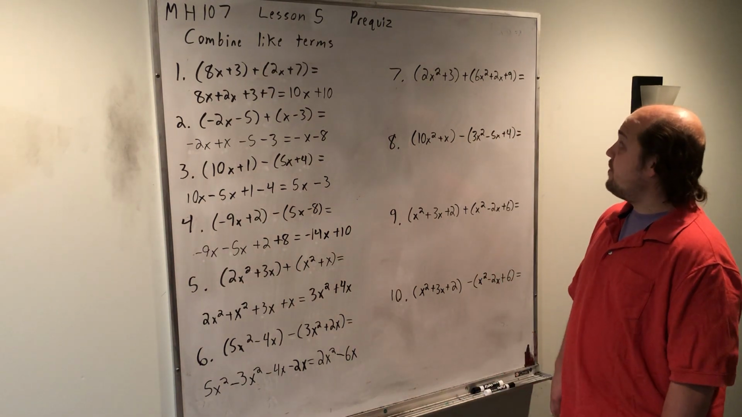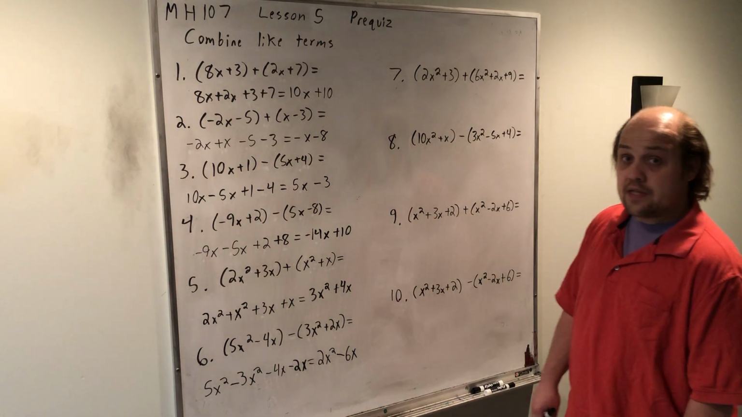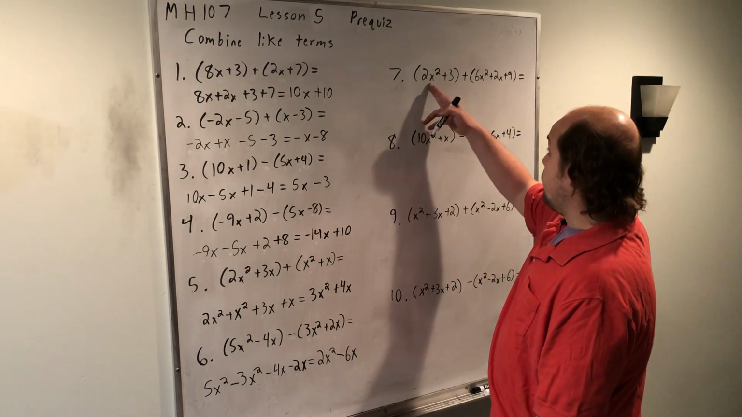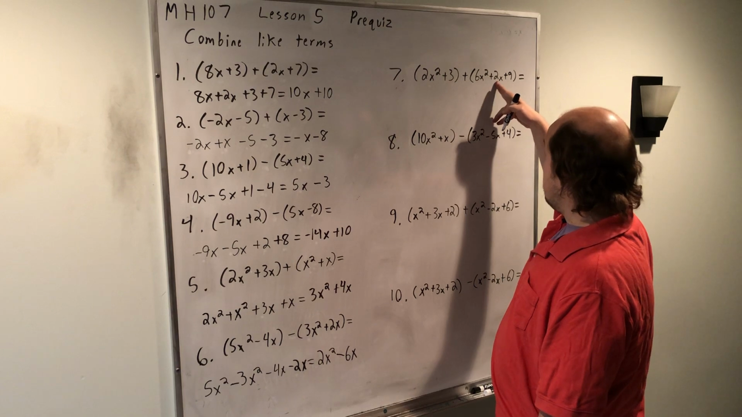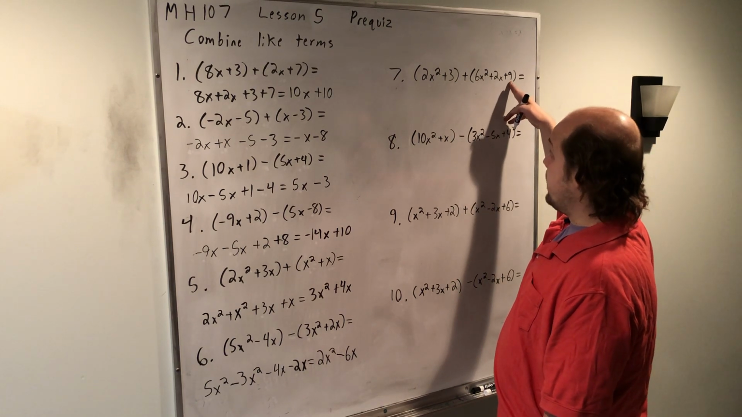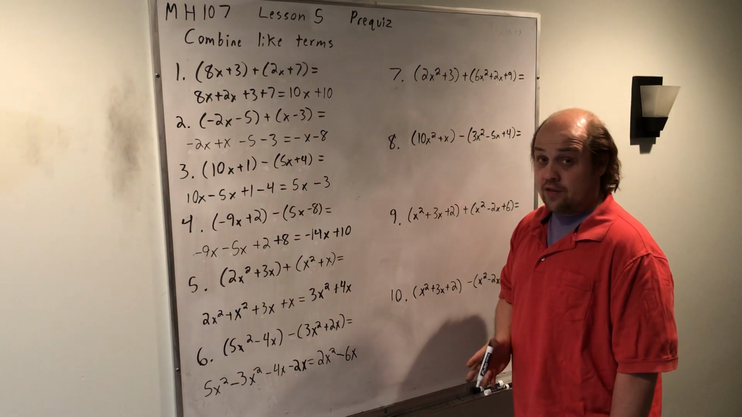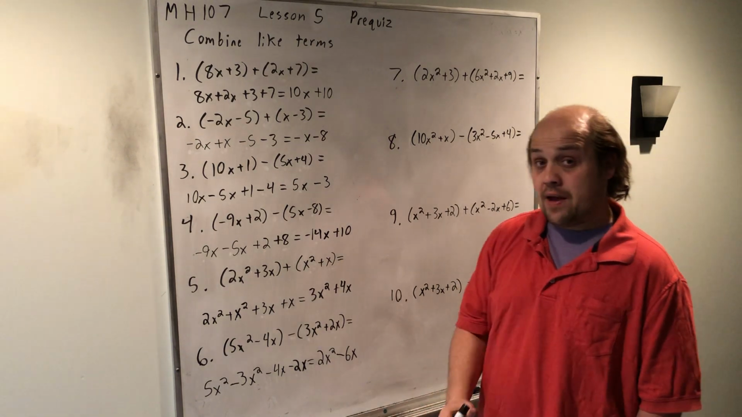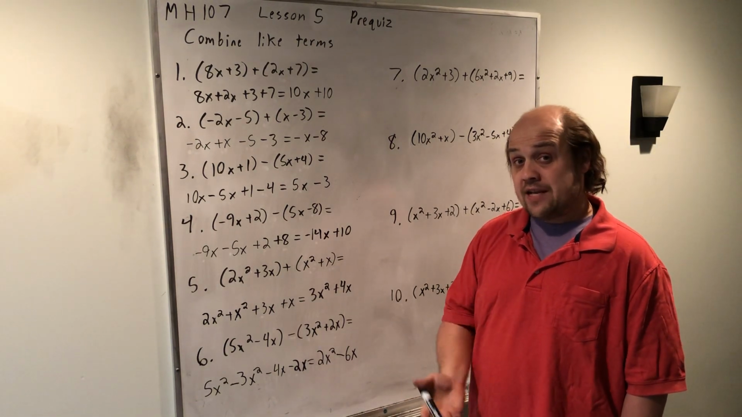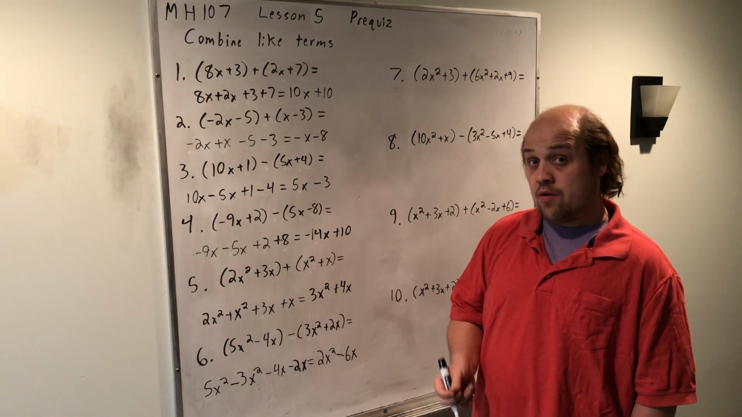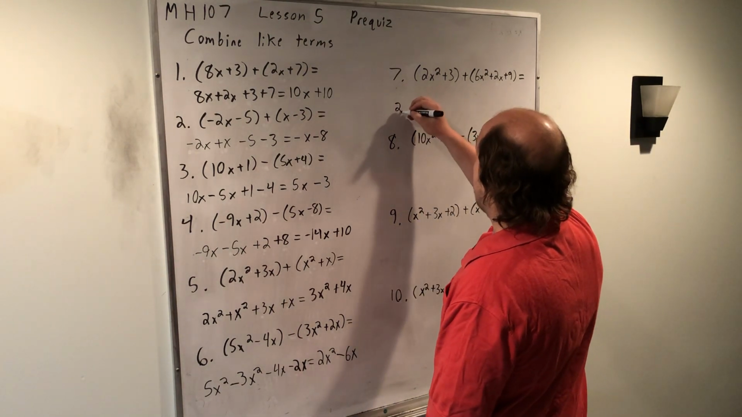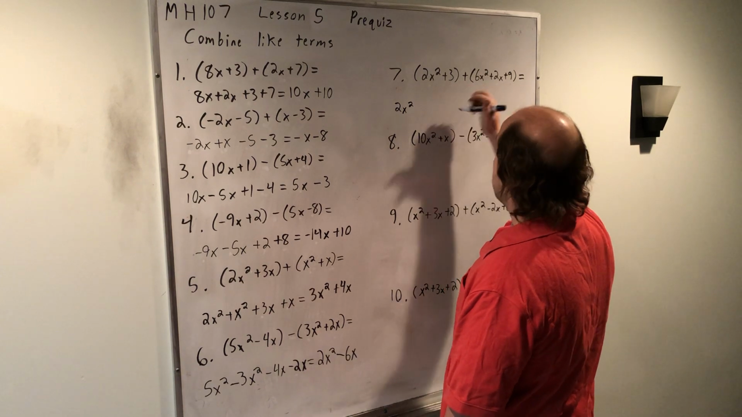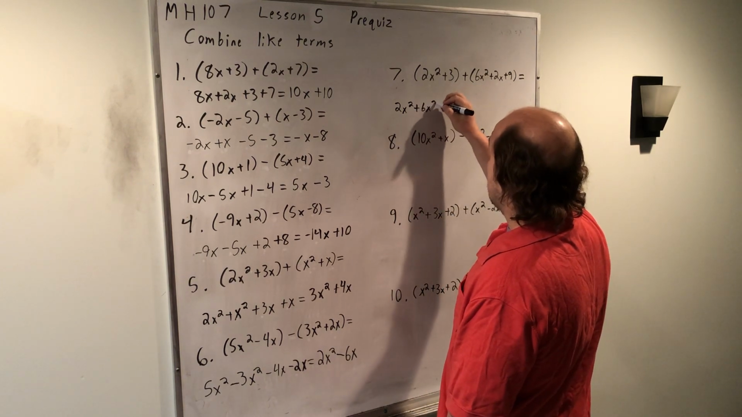In problem 7, we have 3 different types of terms. Here we have an x squared term, a no power of x term, an x squared term, a single power of x term, and a no power of x term. So we need to be careful lining things up, making sure we're only combining things that are the same. And when I say the same, I mean they have the same variable to the same power. So we want to combine this 2x squared with this positive 6x squared.